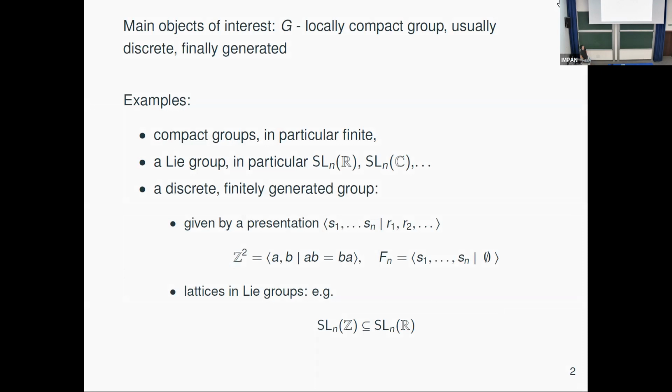Just a brief reminder. I'll start with a gentle introduction or a survey of a property called property T, which I will be interested in. So the setup in general will be that of locally compact groups, but more specifically, discrete finitely generated groups. Of particular interest will be groups given by finite presentations. You can see examples here, but also lattices in certain topological groups, so lattices in Lie groups like SL_n(Z) sitting in SL_n(R). Okay, so these are just some examples that will be of interest here.